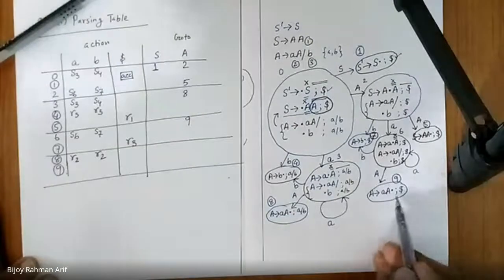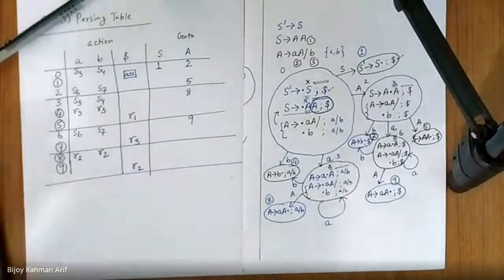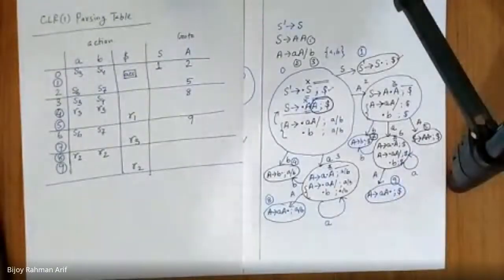Let's go to 9. Again rule number 2. Where should I write this rule? Going to the dollar column, writing here. So this is the trick. This is the difference. Did you get the point? Yes, sir. This is the difference between CLR1 and SLR1.